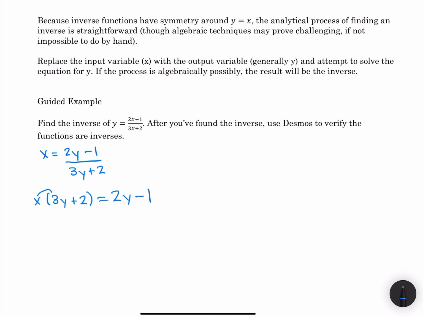Next, we have to distribute our x. So that's going to give us 3xy plus 2x equals 2y minus 1. The next thing we need to do is group the y's on one side, the x's on the other. So we get 3xy minus 2y equals negative 2x minus 1.